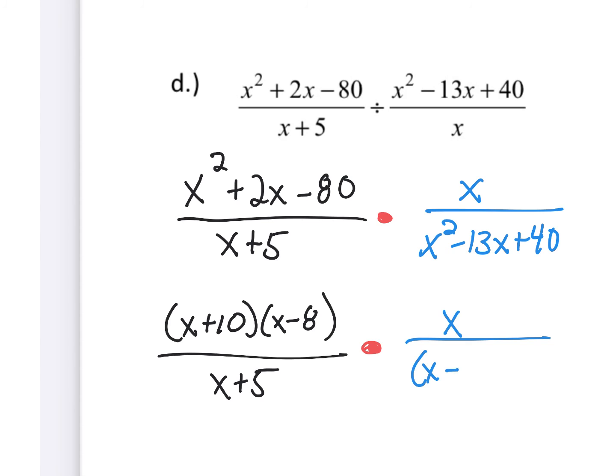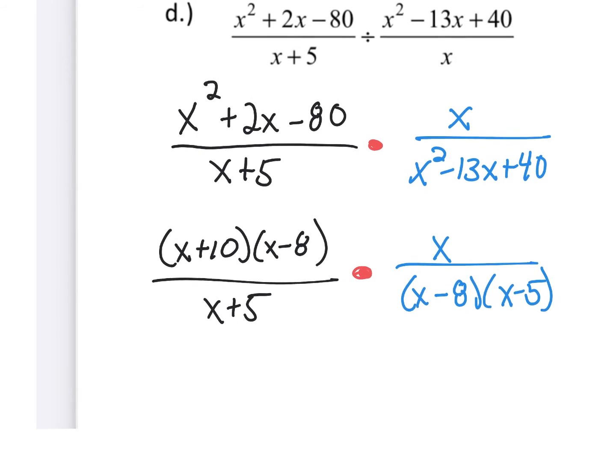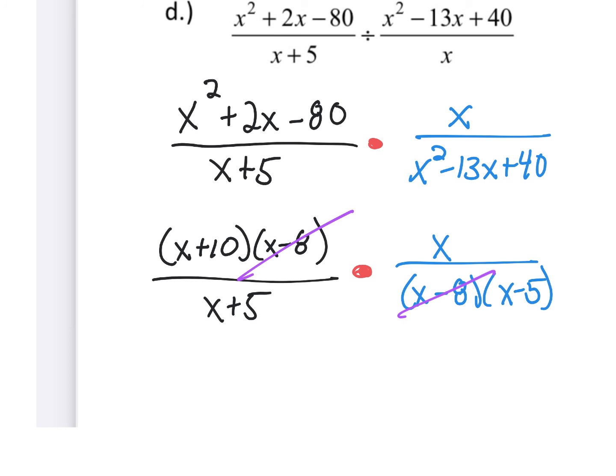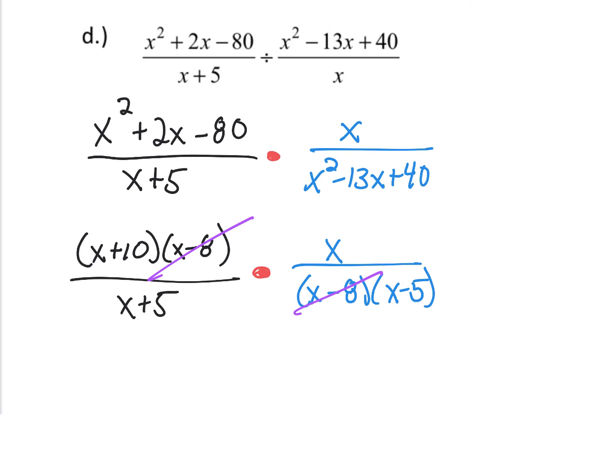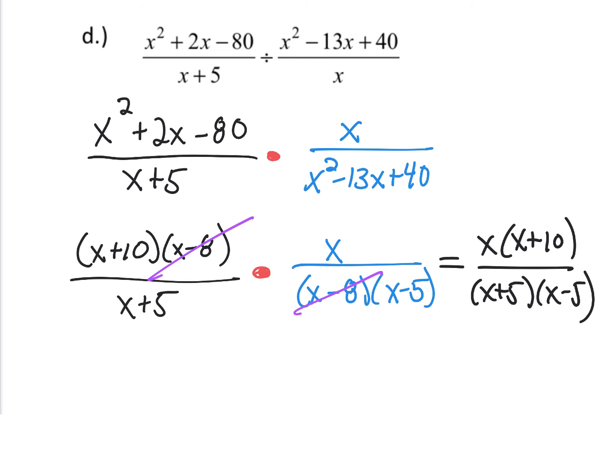Ooh, I see something that'll cancel. So these x minus 8s are goners. That's about it. So if we go to write our answer, you got x times x plus 10 over x plus 5 times x minus 5. Nothing cancels because we got a bunch of terms there. Can't cancel things that are touching a plus or a minus.